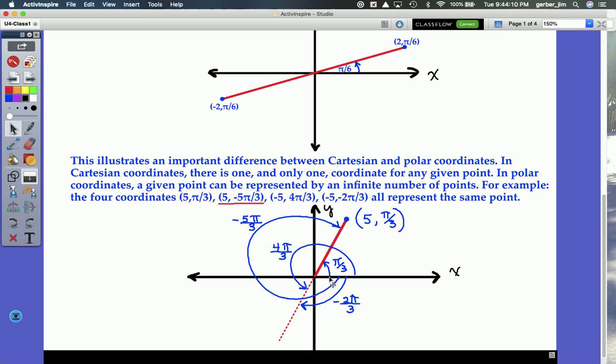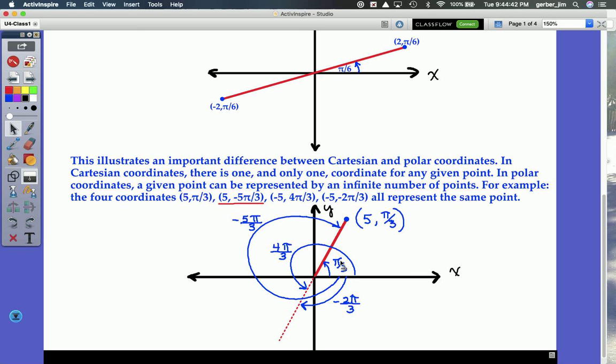But what if I said, imagine the point 5 comma negative 5 pi over 3? Well, pi over 3 is 60 degrees, so negative 5 pi over 3 is negative 300 degrees. If I wanted that point, I would start here, rotate around through negative 300 degrees, or through negative 5 pi over 3, and then go a distance of 5, and I would be on the same point again. So this point could be 5 comma pi over 3, or it could be 5 comma negative 5 pi over 3. It's the same point.